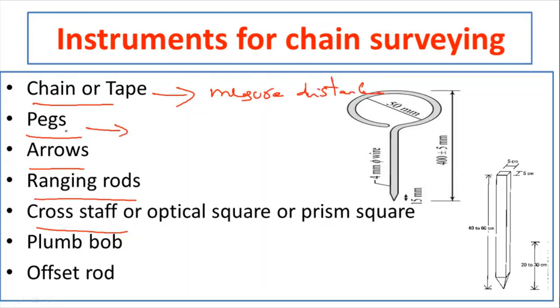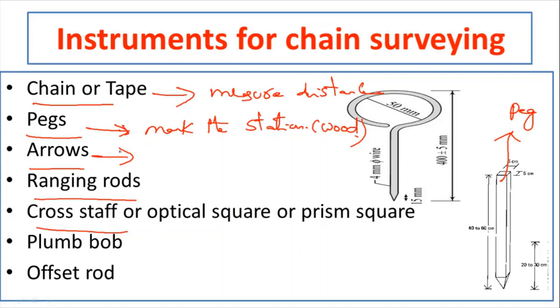Then next one is the pegs. Pegs are used to mark the stations. So here this is the peg. This is the instrument peg, and these pegs are manufactured using wood.